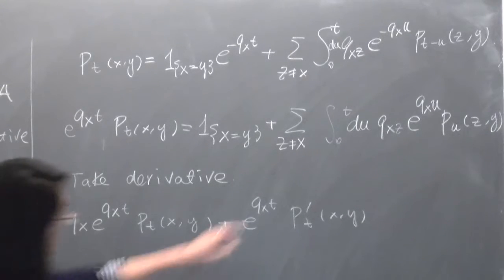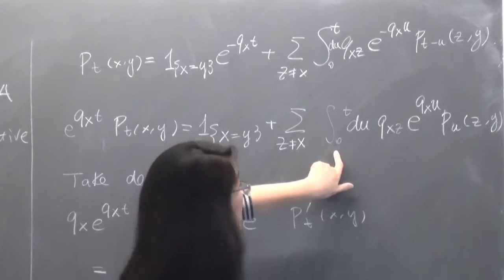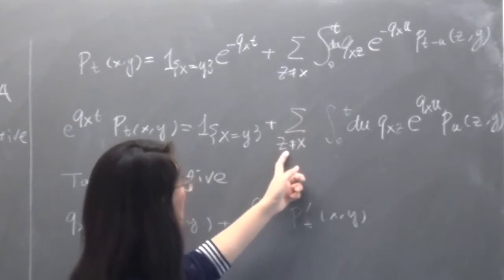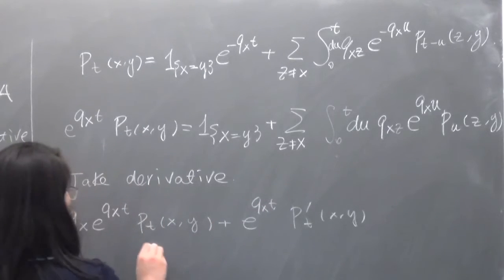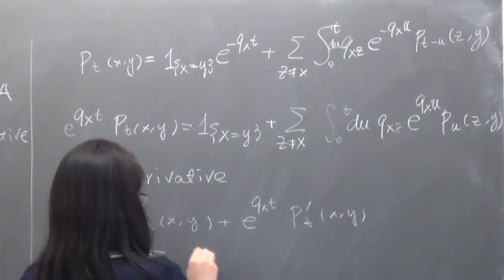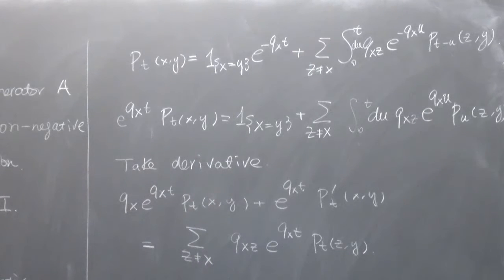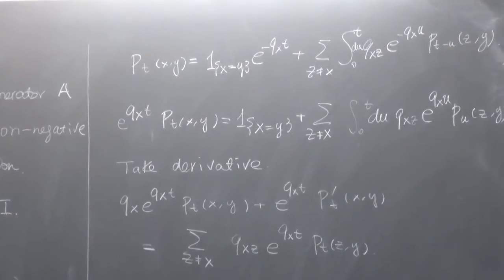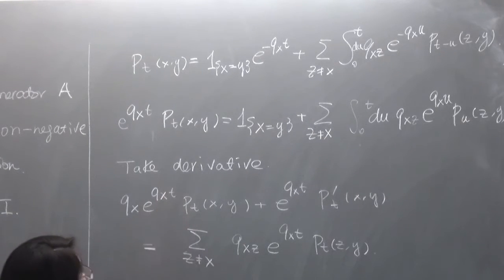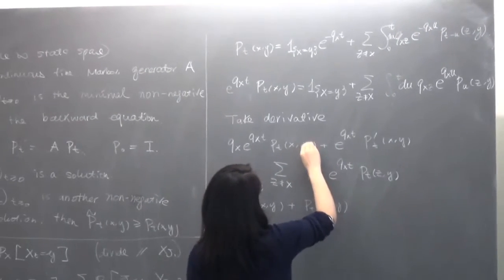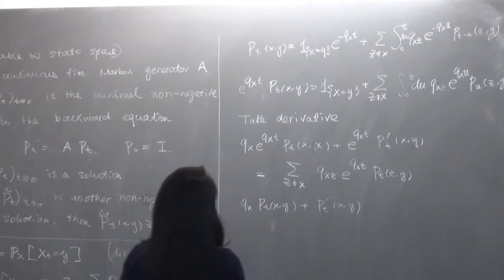And for the right-hand side, we have an infinite summation and we have an integral, but all the quantities here are non-negative. So by the monotone convergence theorem, we can switch the order of summation and integral. And after we switch this integral outside, now we can take the right derivative. So this is the derivative of the right-hand side. And now we erase e to the power qxt. What we have is qx ptxy plus pt prime xy equals qx ptxx. Sorry. Yes, ptxy.